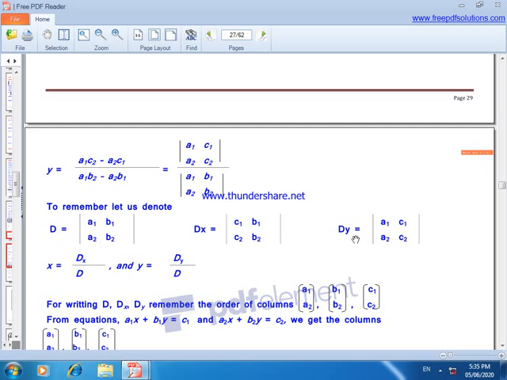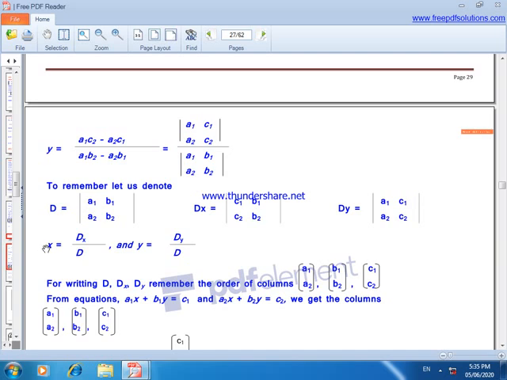Now what are these d, dx and dy? Now while solving the equation by Cramer's rule, we are going to find the values of x and y. X and y is the solution of given simultaneous equation. And to find the values of x and y, the formula is x is equal to dx upon d and y is equal to dy upon d, where dx is nothing but c1 c2 b1 b2, dy is a1 a2 c1 c2, and d, that is common in both the cases, a1 a2 b1 b2.